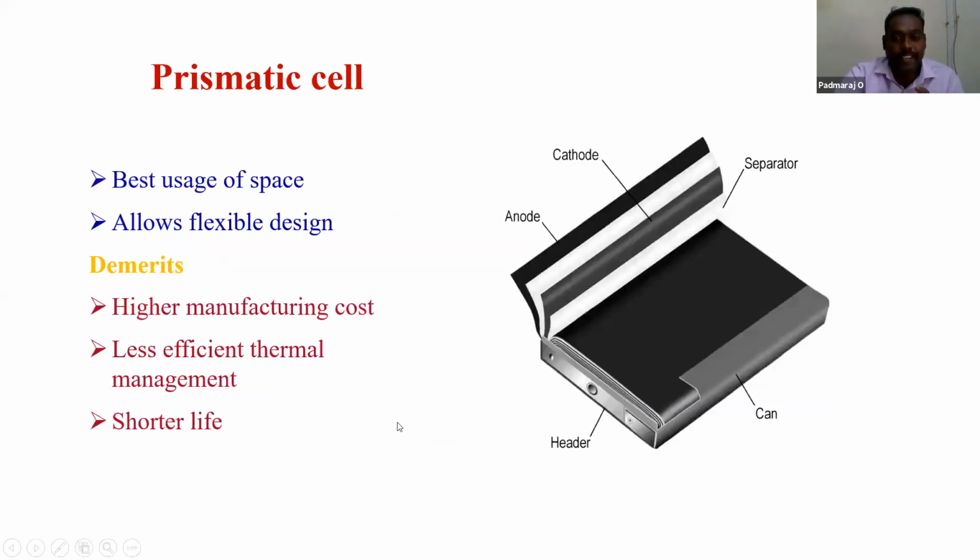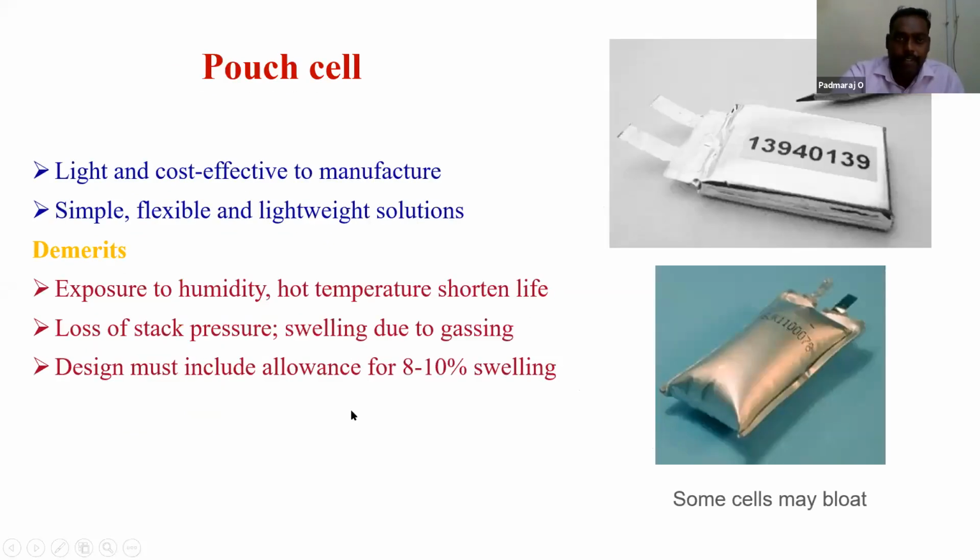Now, prismatic cell. What is a prismatic cell? The prismatic cells are what we use in our mobile phones, and nowadays pouch cells are also coming. The prismatic cell makes the best use of space and allows flexible design. What is a flexible design? Here the electrodes can be folded and rotated. Understood? What are the demerits here? Higher manufacturing cost, less efficient thermal management, and shorter life. These are the demerits of the prismatic cell and pouch cell.